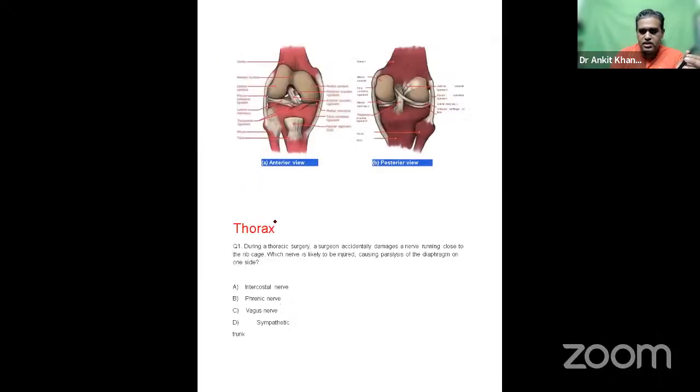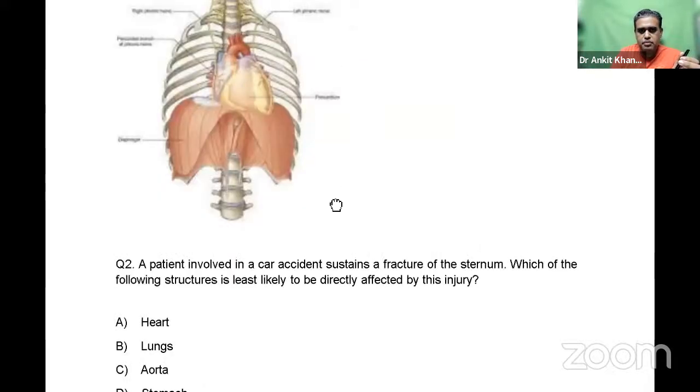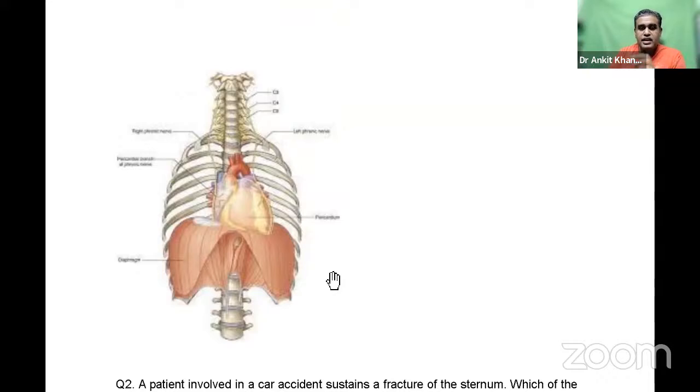Okay, let me show an image over here. Let us see this image. Phrenic nerve, what is the root value? It comes from the cervical region. C3, C4, C5. Main root value is C4. Then it goes down between the heart and the lungs. It goes down and it gives motor supply to diaphragm. So if any one side phrenic nerve is damaged, that side diaphragm will be paralyzed.